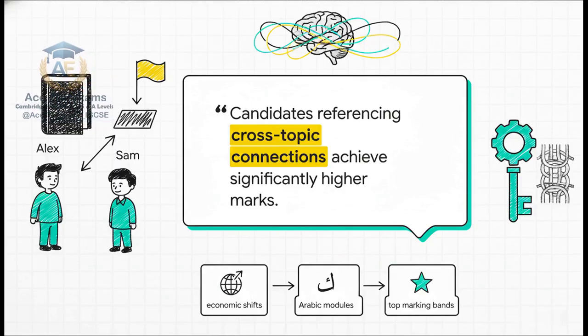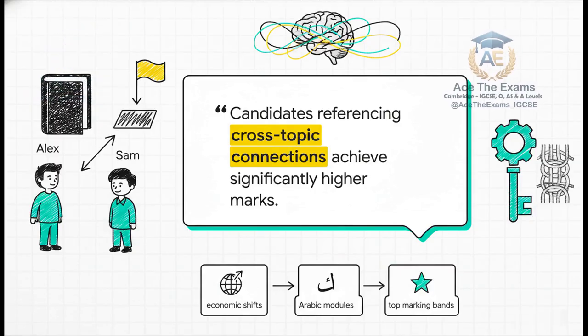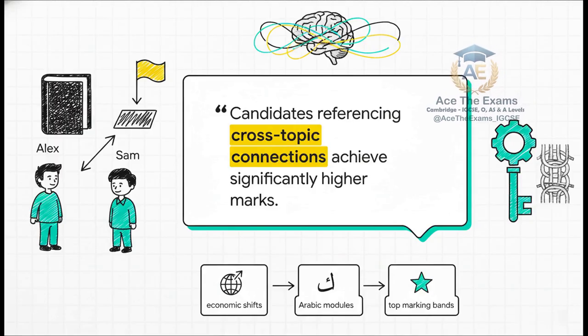Let's look at this direct intercept. This is a quote pulled straight from the Principal Examiner report. Candidates referencing cross-topic connections achieve significantly higher marks. Bam. That right there stops their argument in its tracks. I'm taking that quote and I'm pinning it right between them on the board. Overloading the text with textbook definitions like Alex wants to do, that isn't making connections. And jumping straight to the end of the argument like Sam wants to do, that skips the connections entirely.